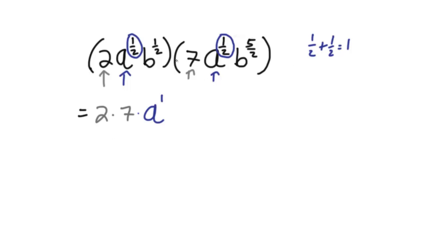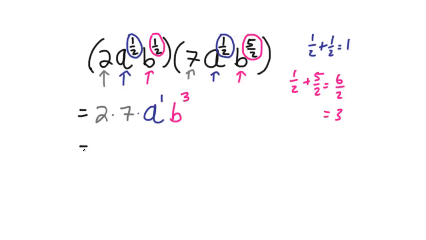And the next thing we want to look at is this b here, the base b. We have that one, and we also have this one. And again, we look at the exponents. We have a 1/2 here and a 5/2. Let's do that on the side. We have a 1/2 plus a 5/2, which gives you 6/2, which is just 3. So the exponent will be 3.